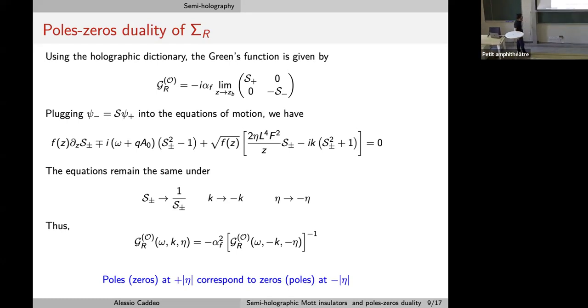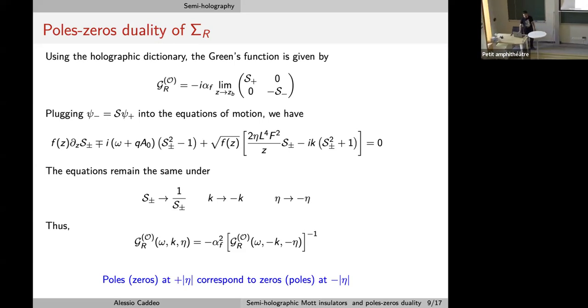But what is important for our discussion is that if one looks at this equation, one can see even by eye that if we send S plus minus to its inverse, and at the same time we switch the sign of the momentum and the coupling eta, the Green function of the composite operator essentially becomes its inverse. This is a very strong relation. In particular, from this we see that poles at plus eta correspond to zeros at minus eta.